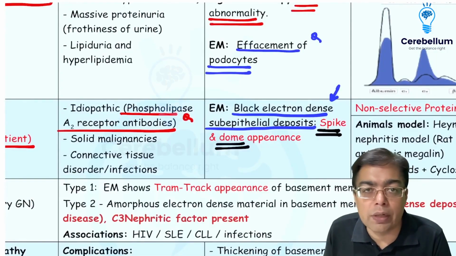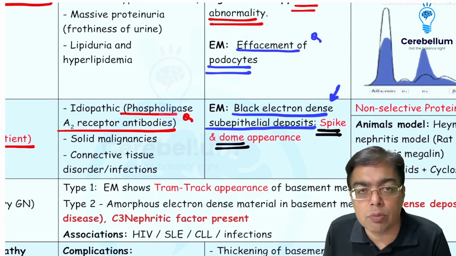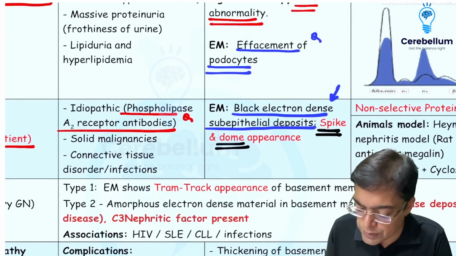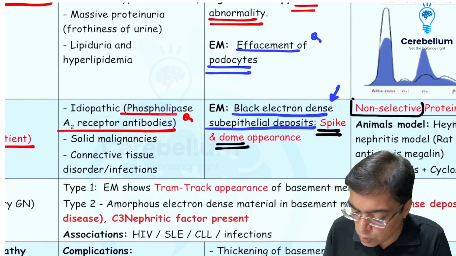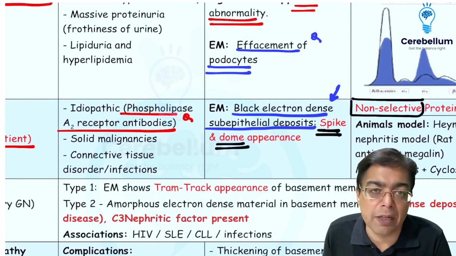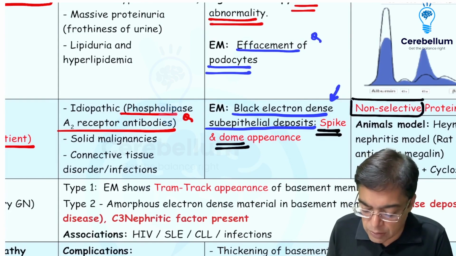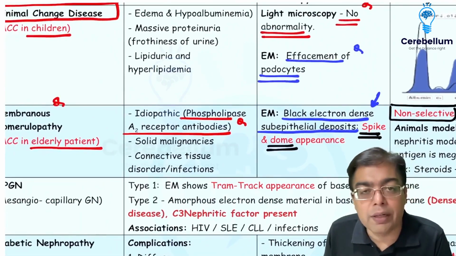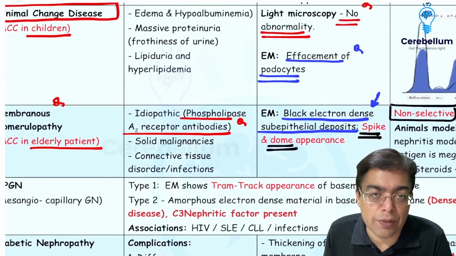Now, in comparison to minimal change disease, membranous glomerulopathy is a more severe inflammation. So patients are going to have a non-selective proteinuria. These patients were first studied in an animal model, and the animal model was given the name of Heymann's nephritis model. This particular condition is treated with the help of more powerful immunosuppressive therapy. So patients would require drugs beyond steroids.